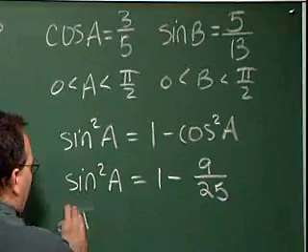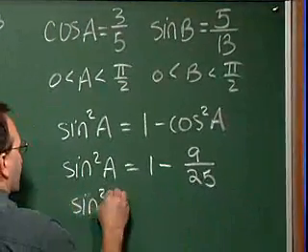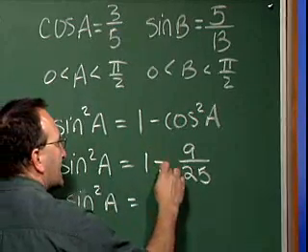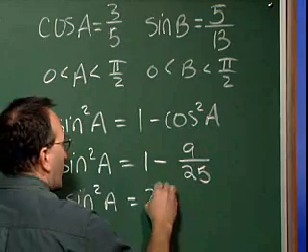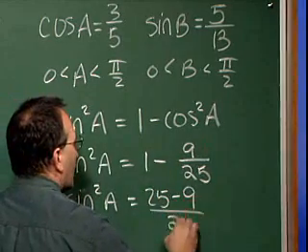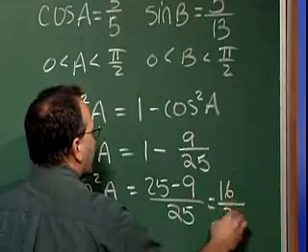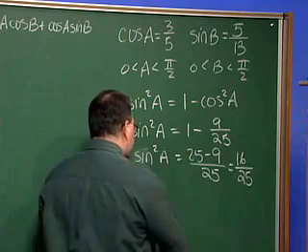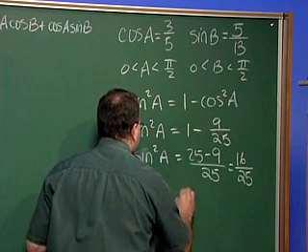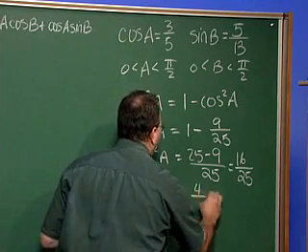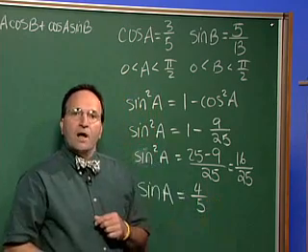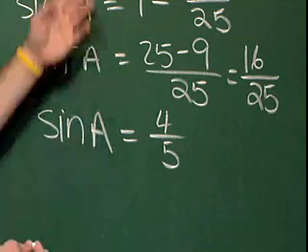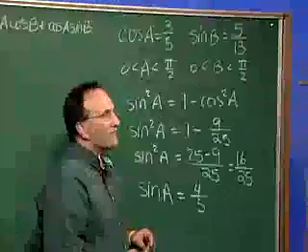Therefore, the sine squared of A is going to be equal to 25 over 25 minus 9 over 25. So 25 minus 9 over 25 is 16 over 25. And then we take the square root of each side, and we get sine of A is equal to 4/5. Okay, well, you could do a similar exercise to find the sine of B.